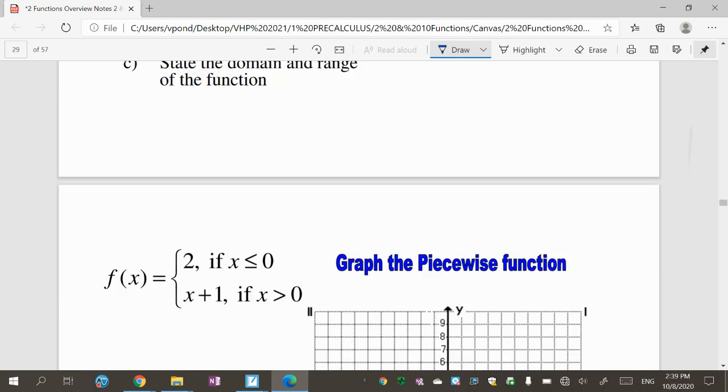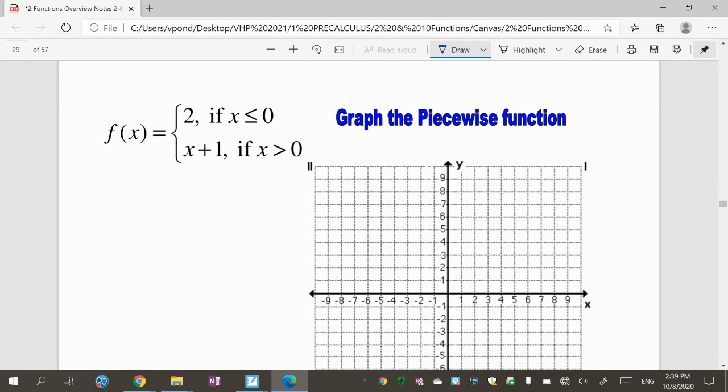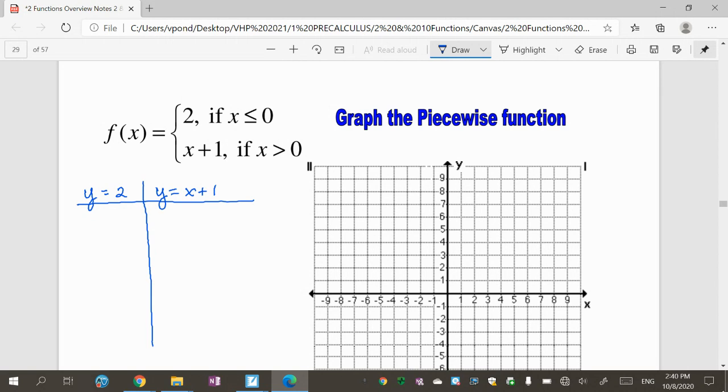All right, so I'm going to skip some of these questions here. Now, here we're going to practice this. We're going to graph this one as well. And so when I get to this one right here, this one is easier to graph than the other one, but we'll just practice this a little bit. So I've got two pieces. I've got y equals 2 is one of my pieces. My other piece is y equals x plus 1.